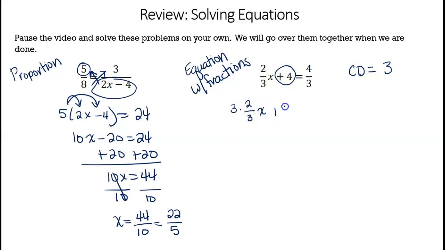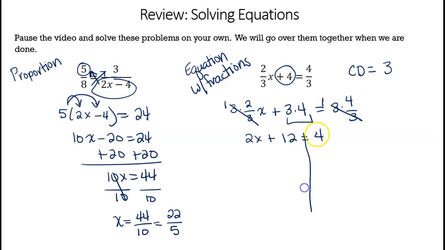3 times 2/3 x plus 3 times 4 equals 3 times 4/3. Remember, we divide by what's on the bottom and multiply what's left times what's on the top. There's nothing to cancel out here. 3 times 4 just becomes 12. Here, 3 divided by 3 is 1. 1 times 4 is 4.